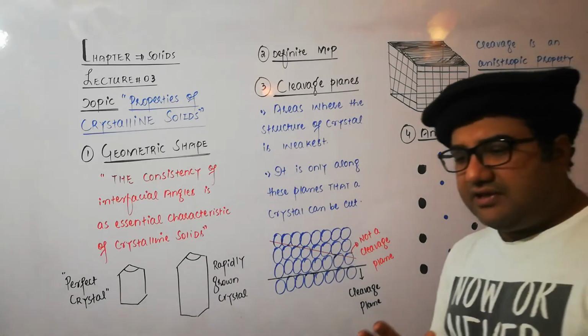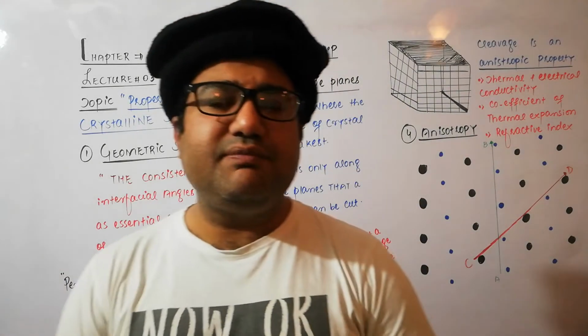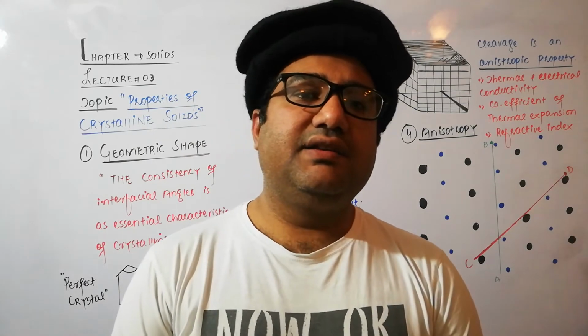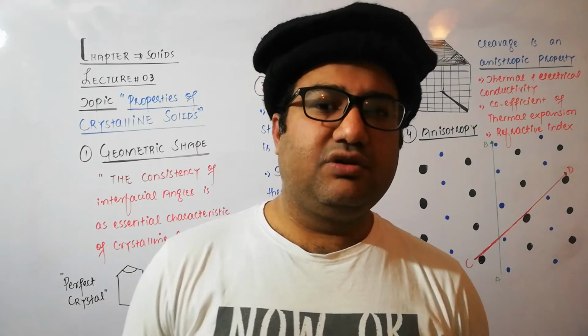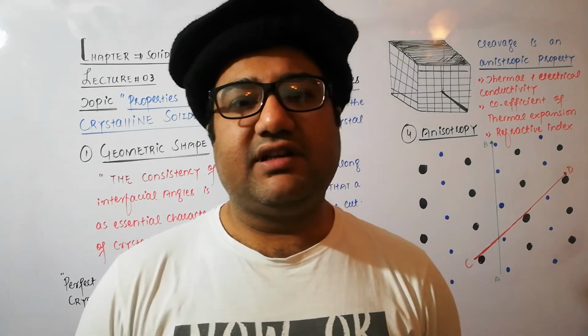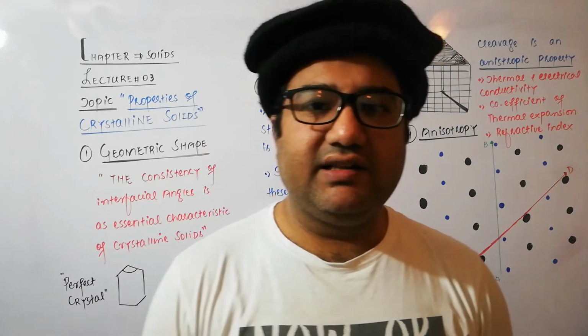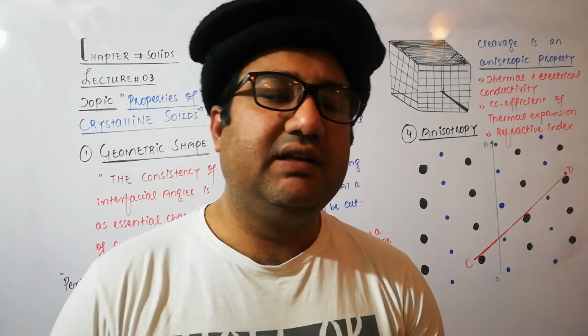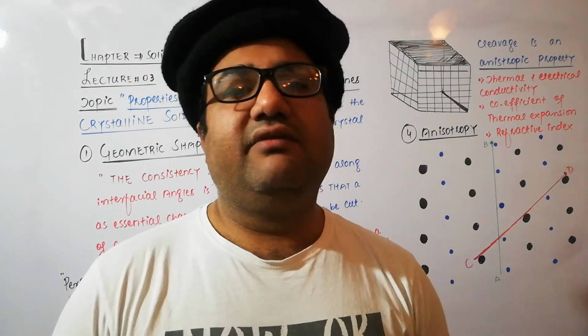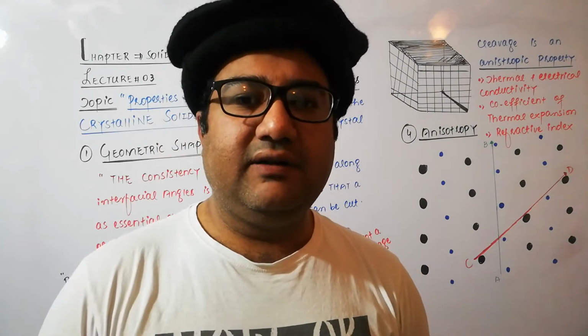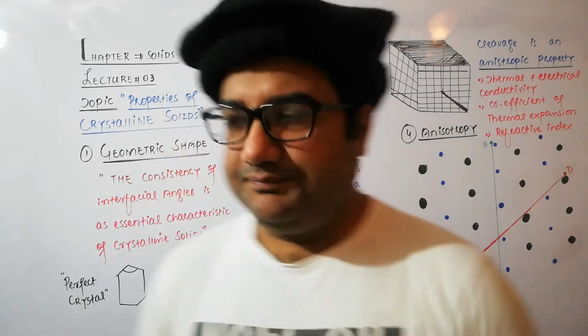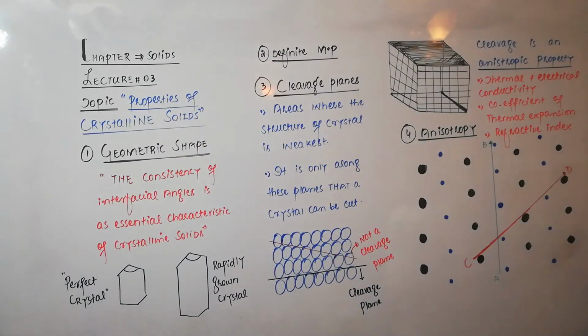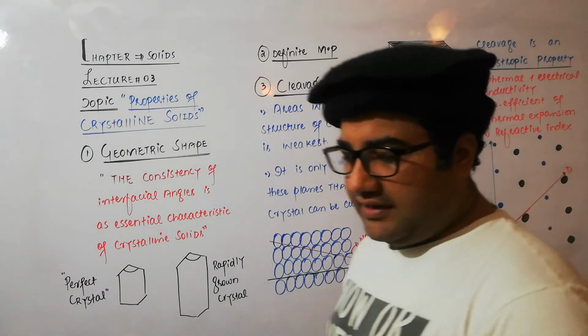So because of the difference in the arrangement of the particles, the anisotropy is shown, or the intensity of the physical properties is changed, and this phenomenon is called anisotropy, which is a characteristic feature of crystalline solids only, while amorphous solids just show the isotropic behavior. Cleavage is an example of an anisotropic property.